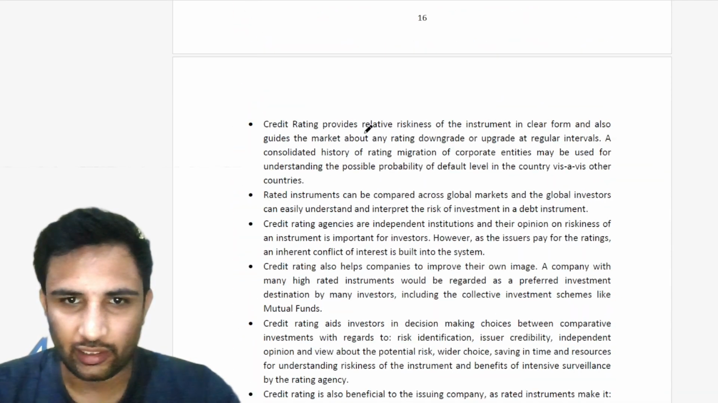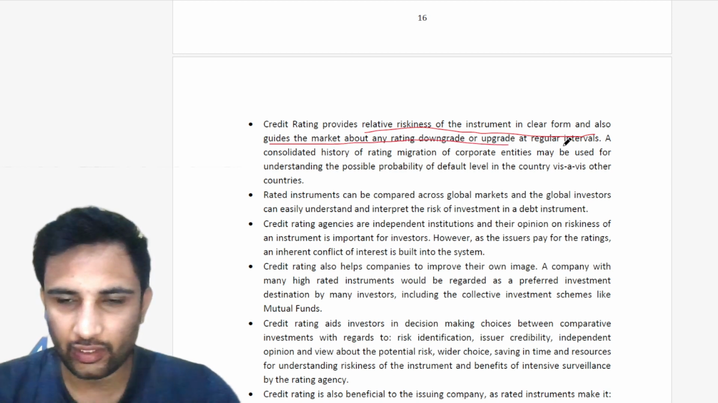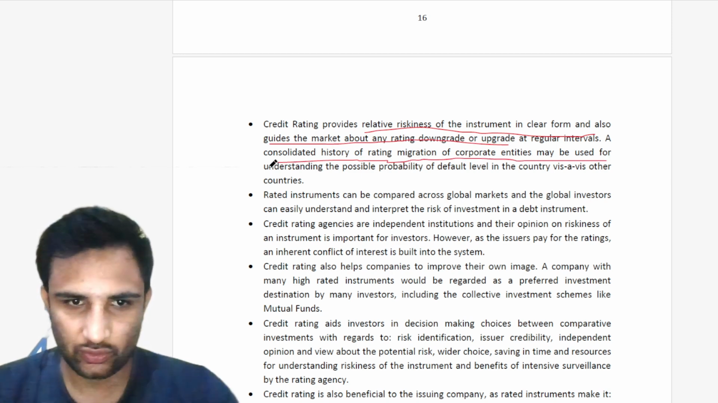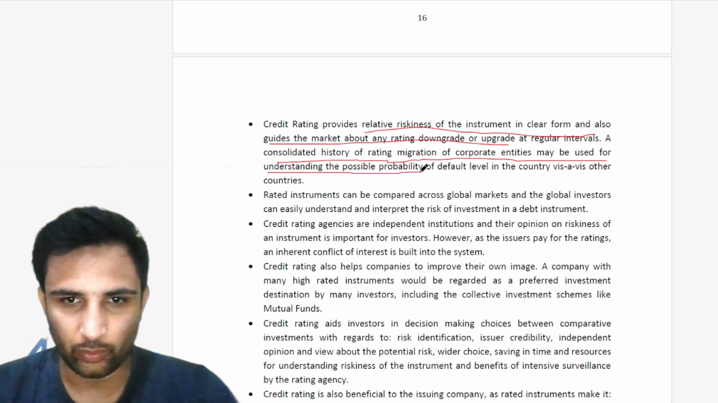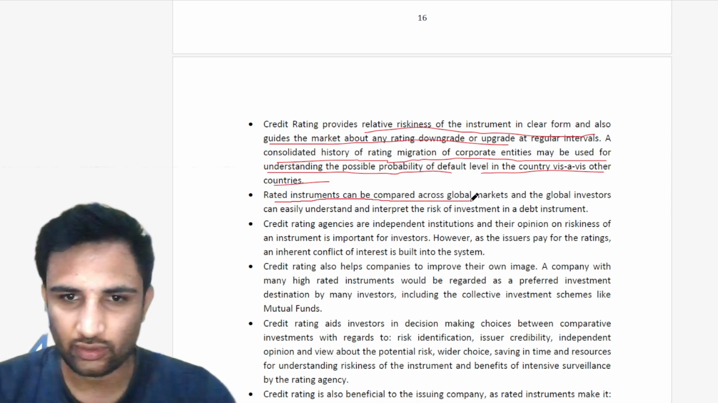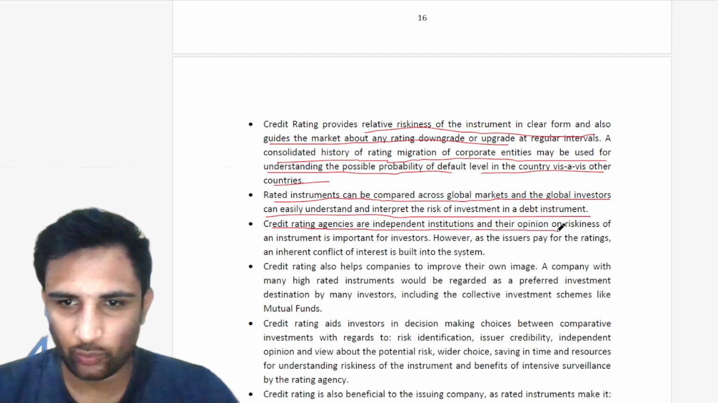The credit rating provides relative riskiness of the instrument in clear form and also guides the market about any rating downgrade or upgrade at regular intervals. A consolidated history of rating migration of corporate entities may be used for understanding the possible probability of default level in the country vis-a-vis other countries. Rated instruments can be compared across global markets, and the global investors can easily understand and interpret the risk of investment in a debt instrument. Credit rating agencies are independent institutions, and their opinion on riskiness of an instrument is important for investors. However, as the issuers pay for the ratings, an inherent conflict of interest is built into the system.